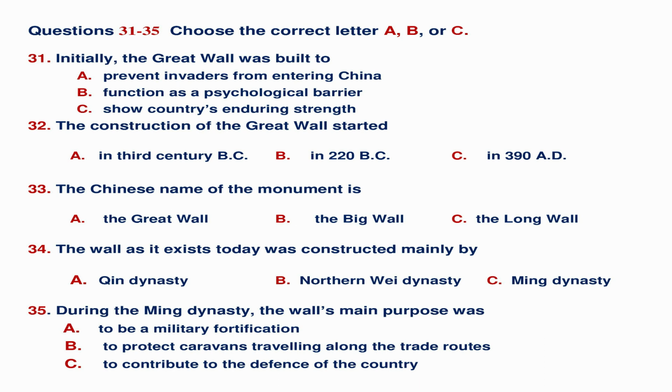In earlier centuries, the wall held little importance for the Mongols as a military fortification, and mostly served to protect caravans traveling along the profitable trade routes. But during the Ming dynasty, the Great Wall was considered vital to the defense of the country.